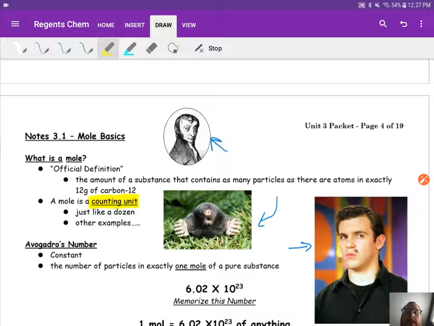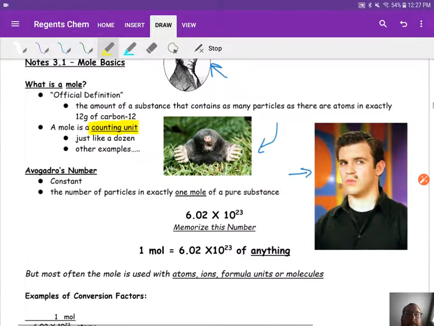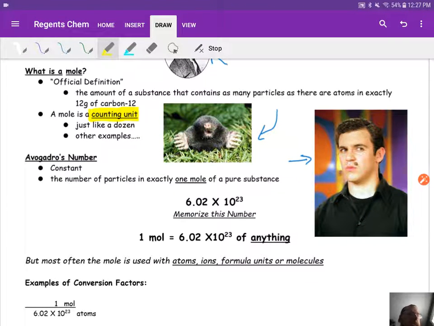This number that we say the mole is the same thing, okay? Now, the number is not 12, but we use it the same way. So it is a constant. It's the number of particles in exactly 1 mole of a pure substance. That number would be right here, 6.02 times 10 to the 23rd.